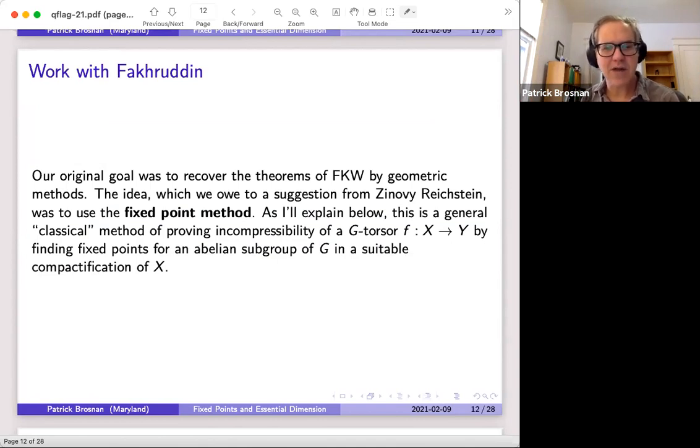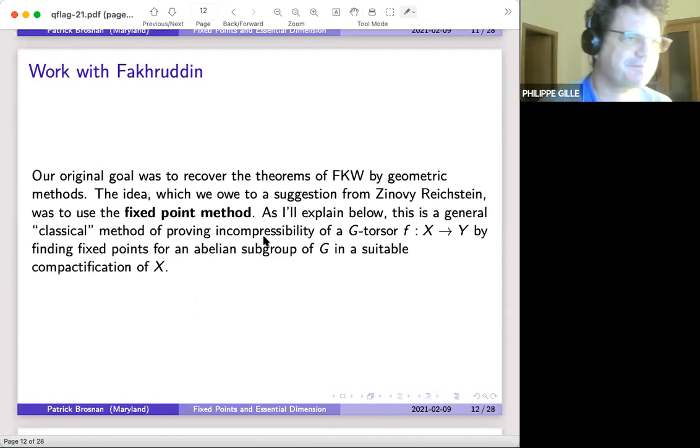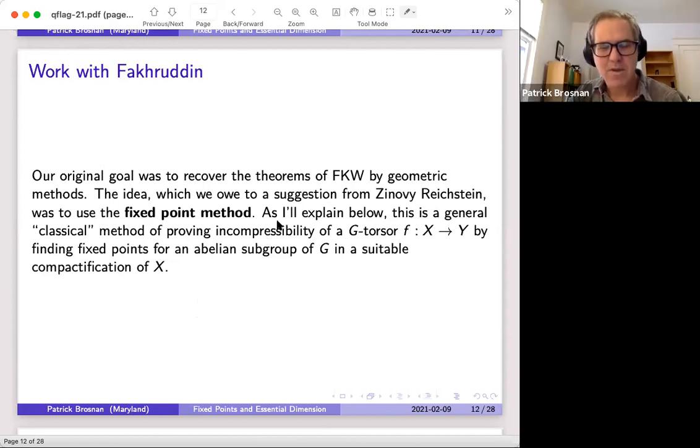This is a general, classical method, classical meaning it goes back to the early papers on essential dimension. I think it might even go back to Buhler and Reichstein. But anyway, it goes back really far. So it's a classical method. Reichstein-Eusen. Okay, yeah, cool.